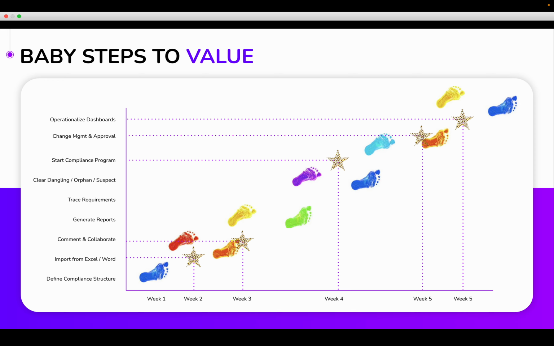It might be a little overwhelming when you think about this entire program, but we call this the baby steps to value. You don't have to wait for a very long period to see value. You can pretty much within the first 3 weeks set up your compliance structure, import your data, start committing and collaborating. You start seeing value there.